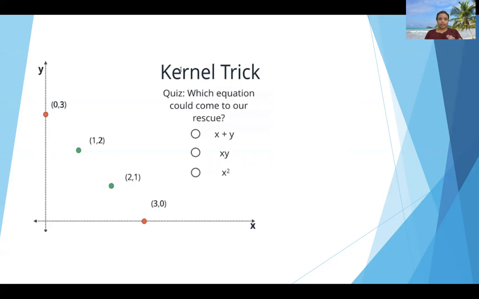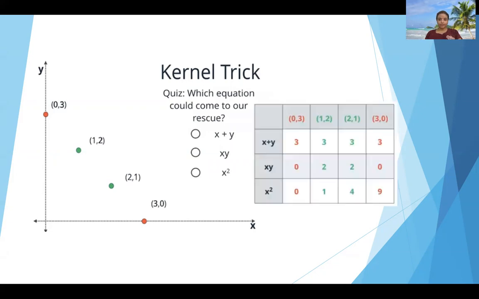So let's draw the table for each coordinate and equation and calculate its value based on the equation. So here is the table. Here we see that the first equation's output is the same for the red and the green points. So this would not work. The third equation's output is 0 and 9 for the red points and 1 and 4 for the green points. This will also not work. Now, the second equation's output is 0 for the red points and 2 for the green points. This would work better.